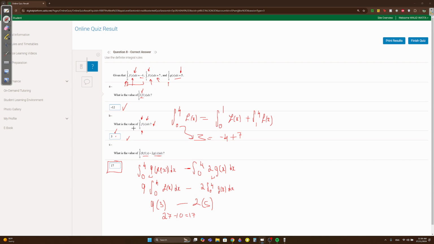And here people go, f of x from 0 to 4 is 3, so it's going to be just 9 times 3 minus 2 times g of x dx, which is 5. And why do they do this? They only use it because it's 0, 4, and we have 0, 4 for both of them, if you get what I mean.